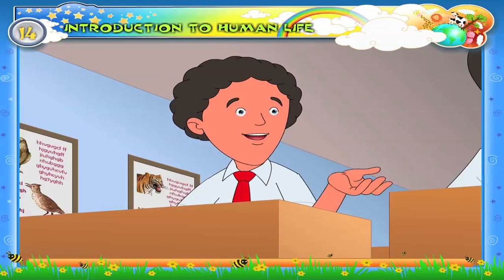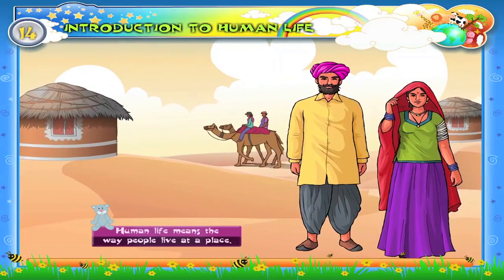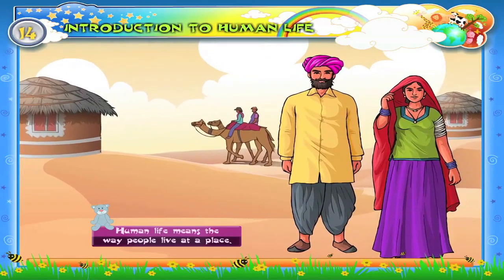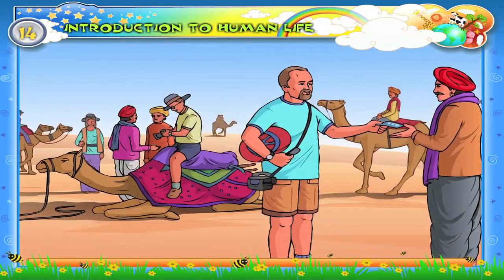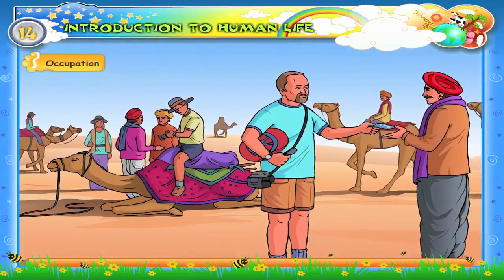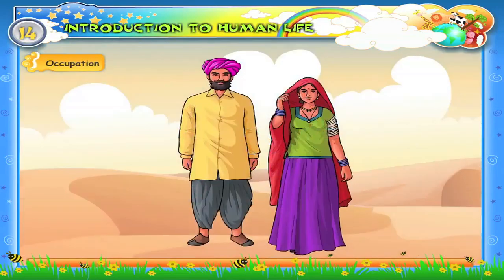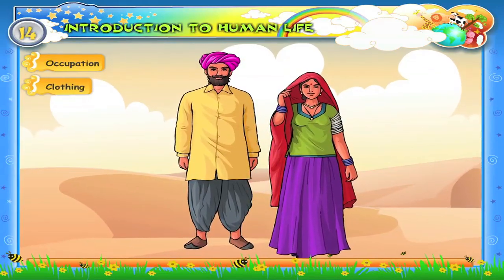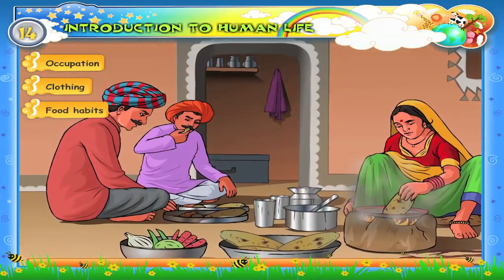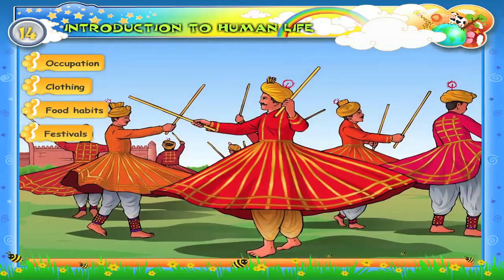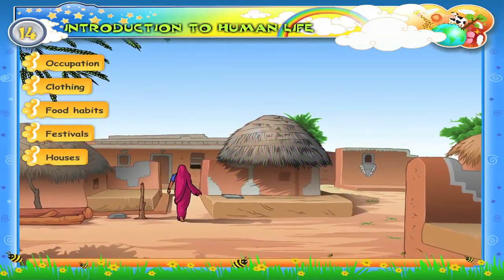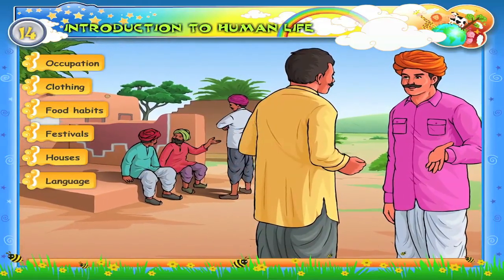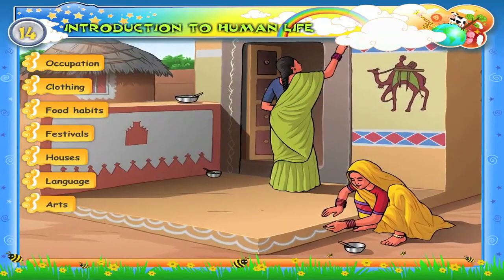Madam, what is the meaning of human life? Human life means the way people live at a place. It includes occupation of the people, their clothing, food habits, festivals, houses, language, arts, etc.